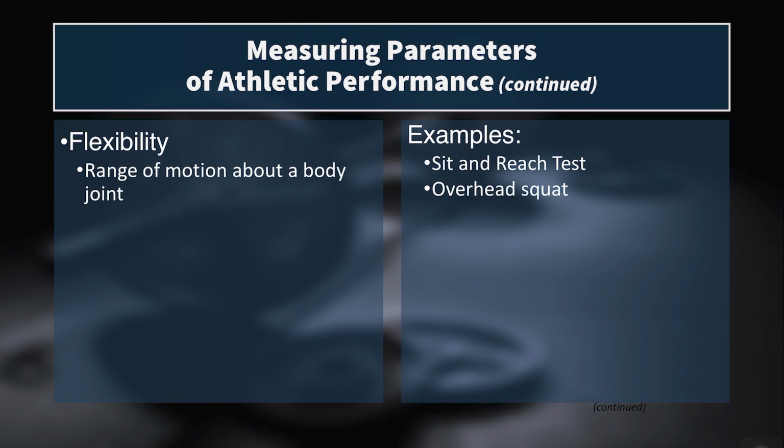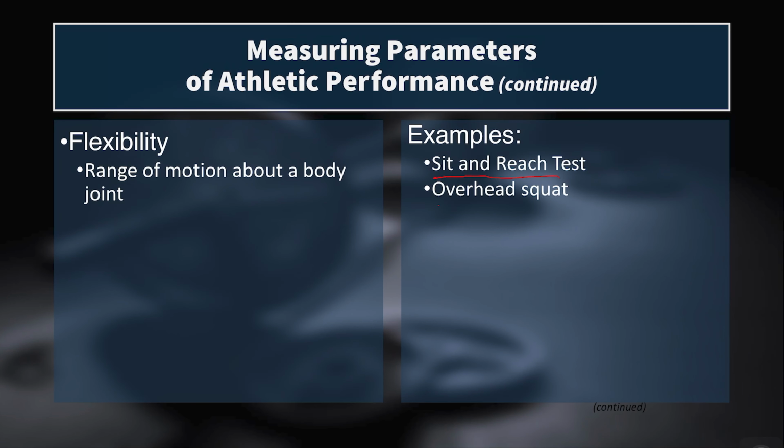Next, we have flexibility. Now, flexibility is defined as a range of motion about a body joint. A couple examples: sit and reach test, which is kind of antiquated, but it's still used in a lot of doctor's offices and during physicals. So not necessarily a bad thing, but do I make time for it with my athletes or with my students? No. I'll assess their flexibility in other ways.